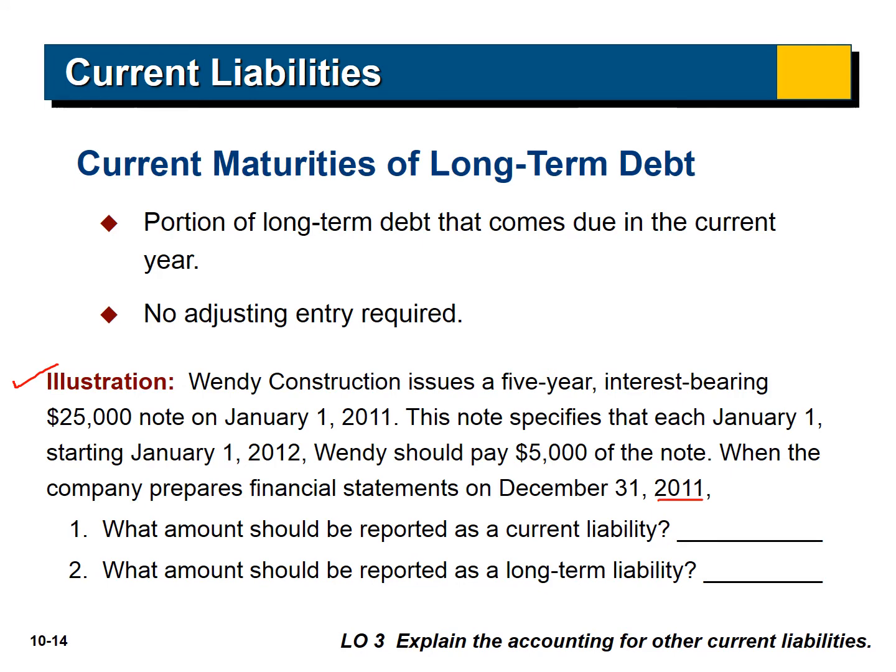Well, what do we owe? Only 1 year at that point. And the rest of the $25,000 is a long-term liability. So we're just splitting the total liability of $25,000 into 2 pieces: what's due next year or within a year, and what's due after a year.